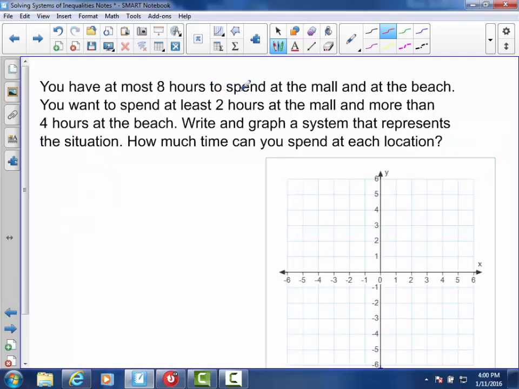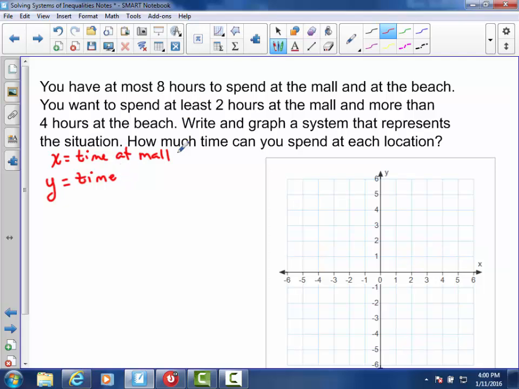You have at most 8 hours to spend at the mall and at the beach. Okay, you want to spend at least 2 hours at the mall and more than 4 hours at the beach. Write and graph a system that represents the situation. All right, so we're going to have to graph it, so I'm going to use x and y. So let's let x be the time at the mall, and y be the time at the beach.